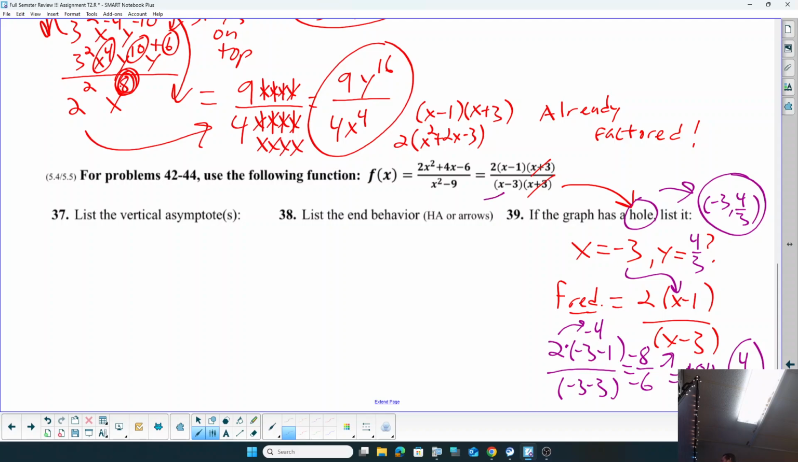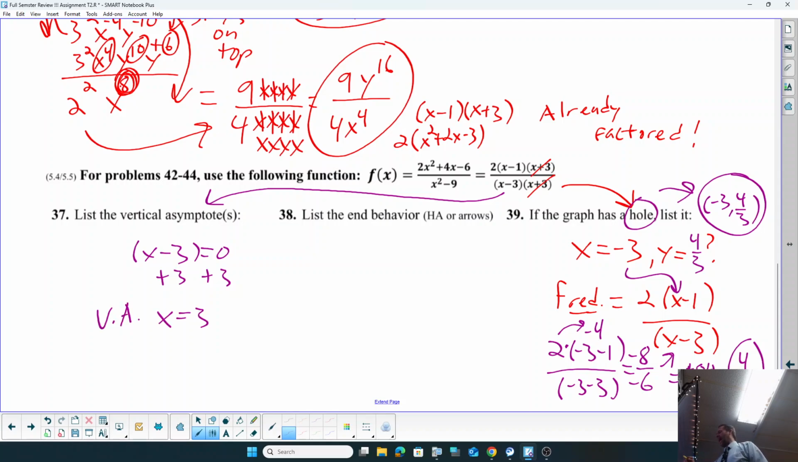Okay, whatever's left is the vertical asymptote. Set x minus 3 equal to 0, add 3 to the other side. So x equals 3 is the vertical asymptote. Notice that it's x and not y, because the horizontal asymptote is the y.